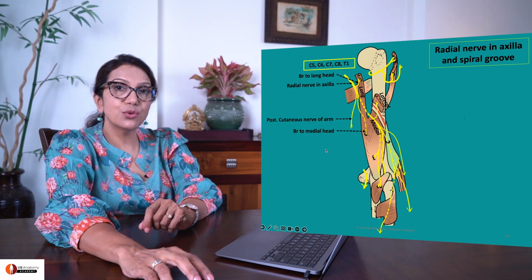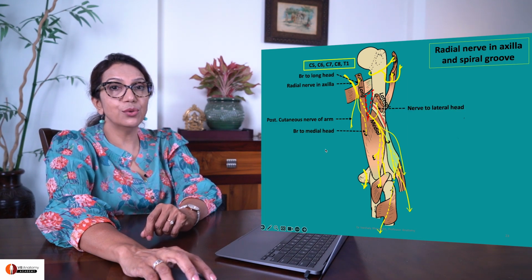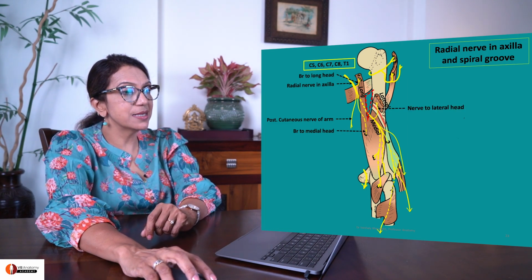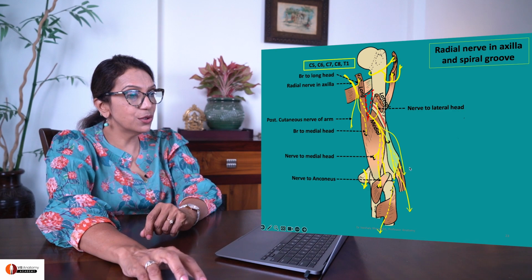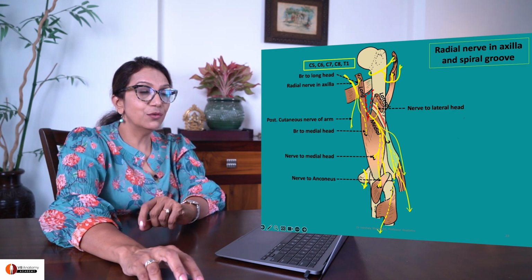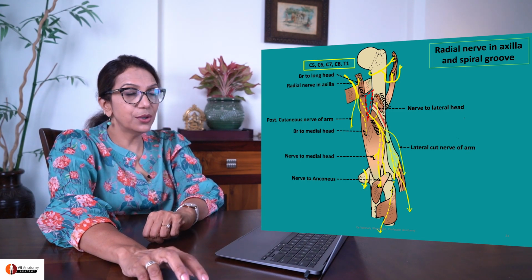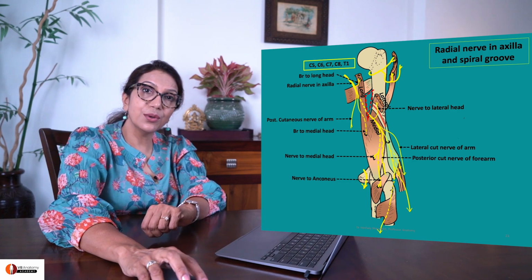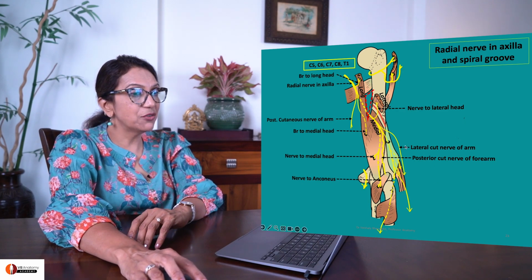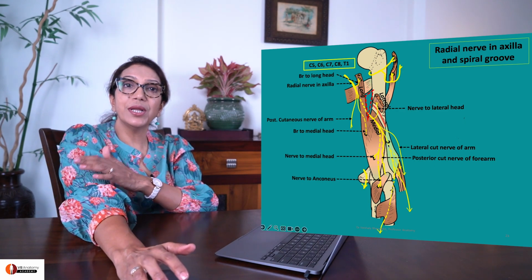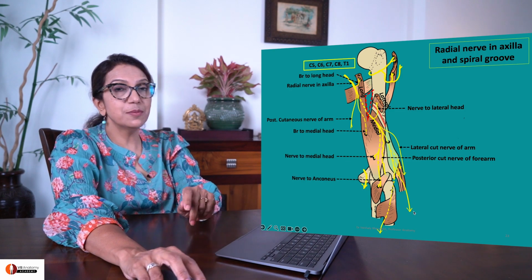After giving rise to these two branches, it passes through the triangular space to enter into the spiral groove. In the spiral groove, it supplies a nerve to lateral head, a nerve to medial head, and that nerve also supplies the anconeus muscle. So, three muscles are supplied. It gives rise to two cutaneous nerves. One is the lower lateral cutaneous nerve of arm, and the other is the posterior cutaneous nerve of forearm. Okay. After supplying all this, it pierces the lateral intermuscular septum seen here to come on the anterior aspect of arm. So that's the radial nerve in the arm and the spiral groove.